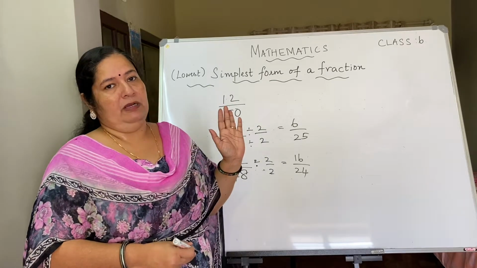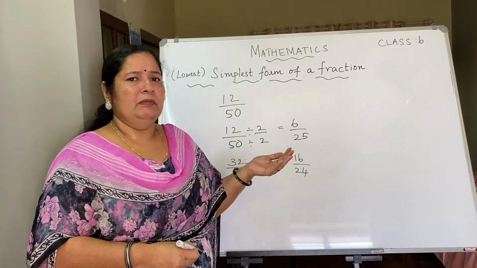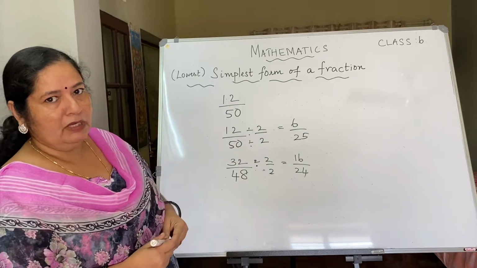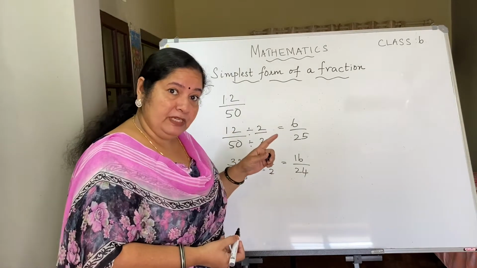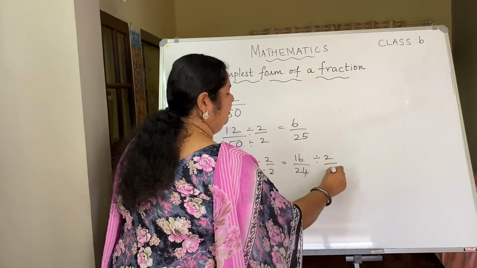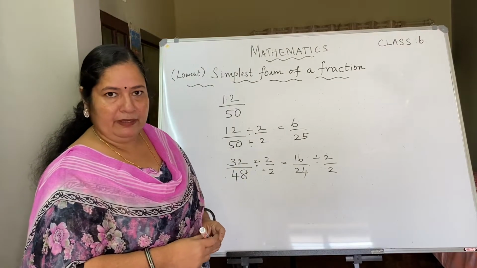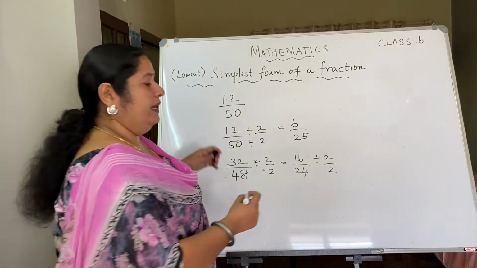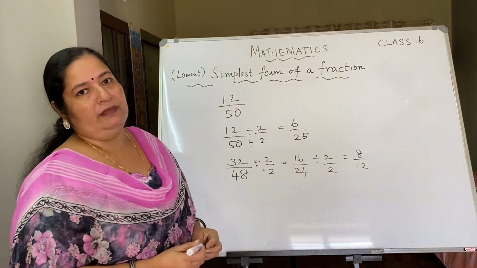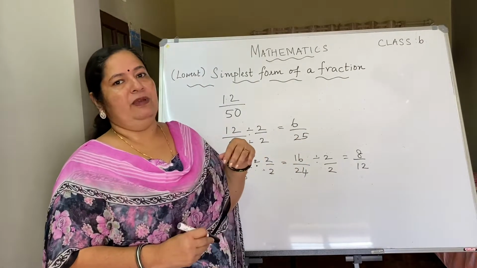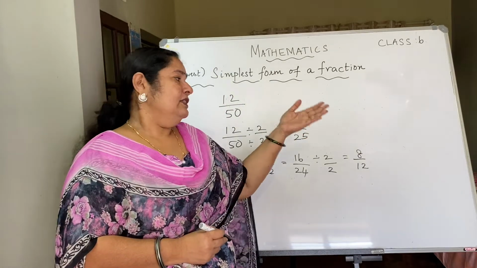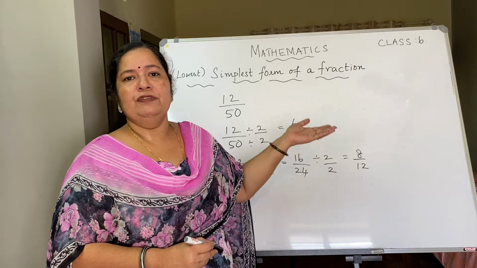You can divide with any number, only condition is both numerator and denominator should be divided by the same number. So here also you can start dividing with the smallest number. Which is the smallest number? 2. Since both of them are divisible by 2, we divide by 2. So numerator 16 divided by 2, denominator 24 also divided by 2. 16 divided by 2, how much? 8. 24 divided by 2, 12. 8 by 12. Again 8 by 12, they are not coprimes. So go for division again. So here, as I told you, you can choose any number.